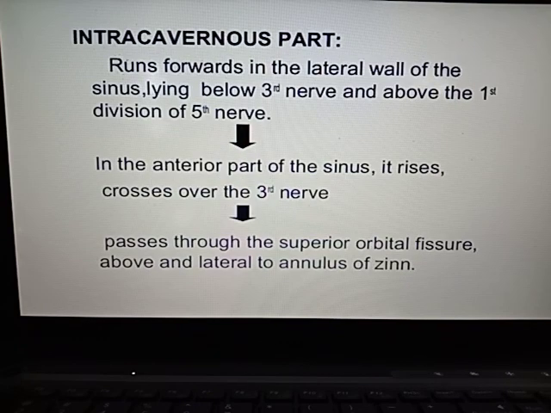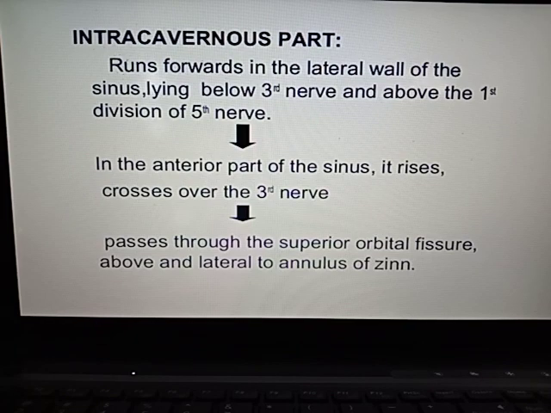Then come to the intracavernous part. In the intracavernous part, it runs forward in the lateral wall of the sinus, lying below the third nerve and above the first division of the fifth nerve. In the anterior part of the sinus, it rises, crosses over the third nerve, and passes through the superior orbital fissure above and lateral to the annulus of Zinn.